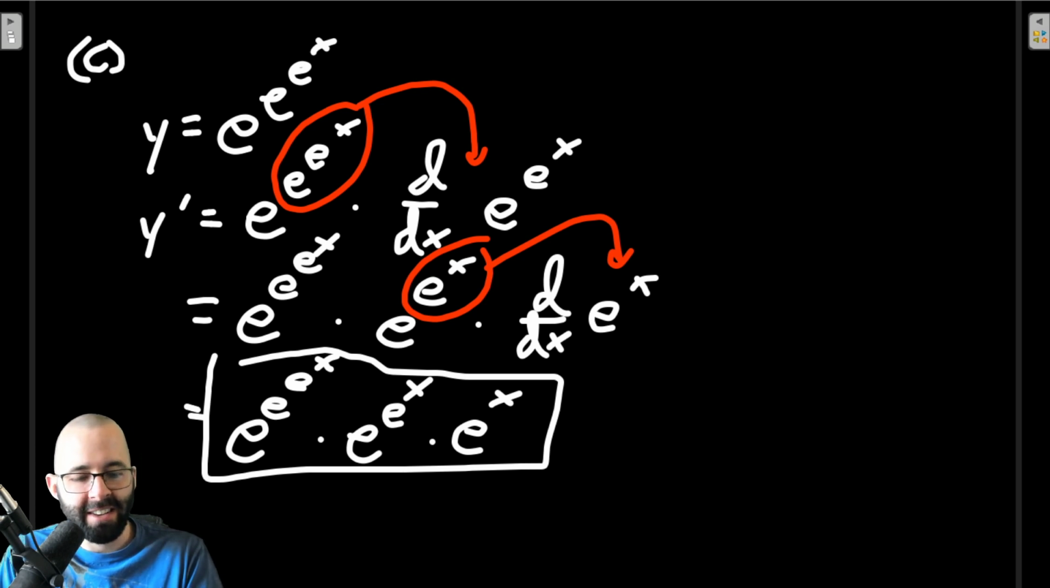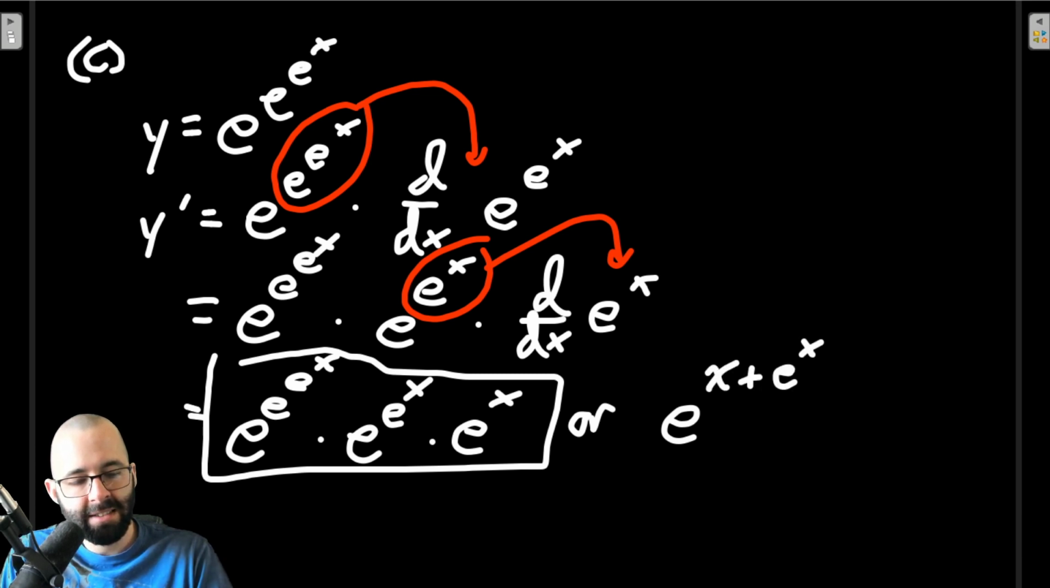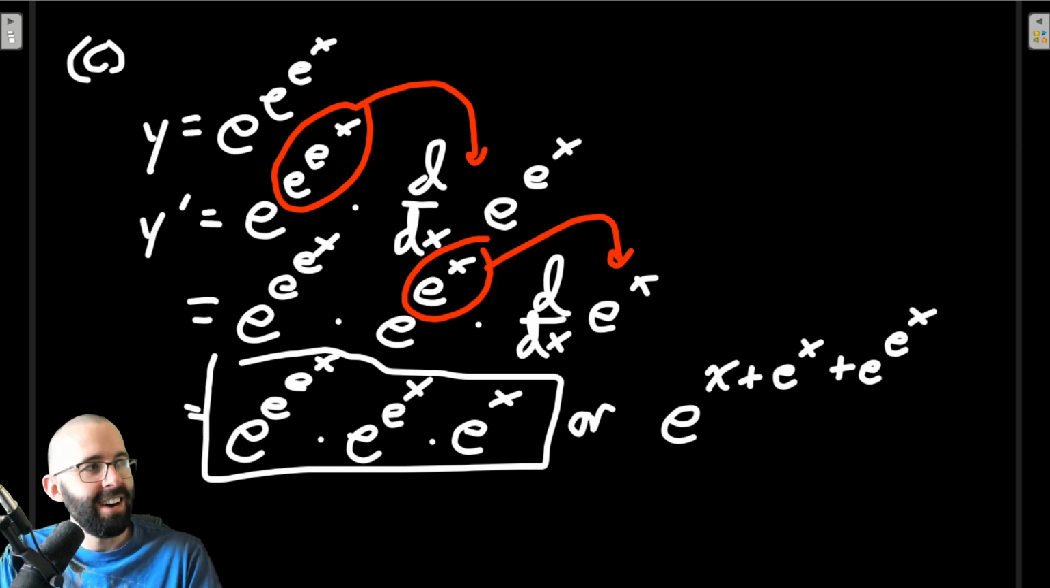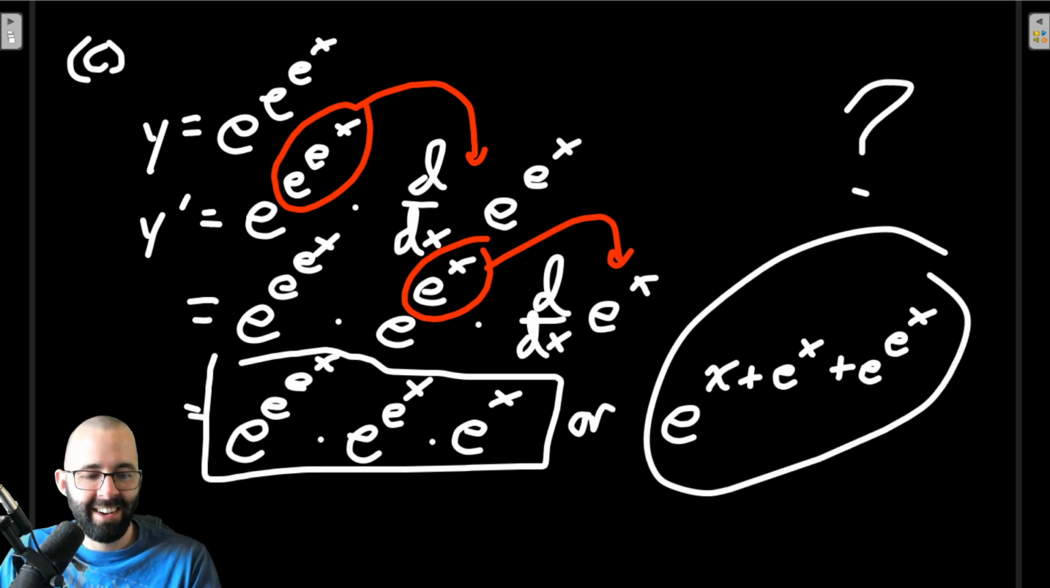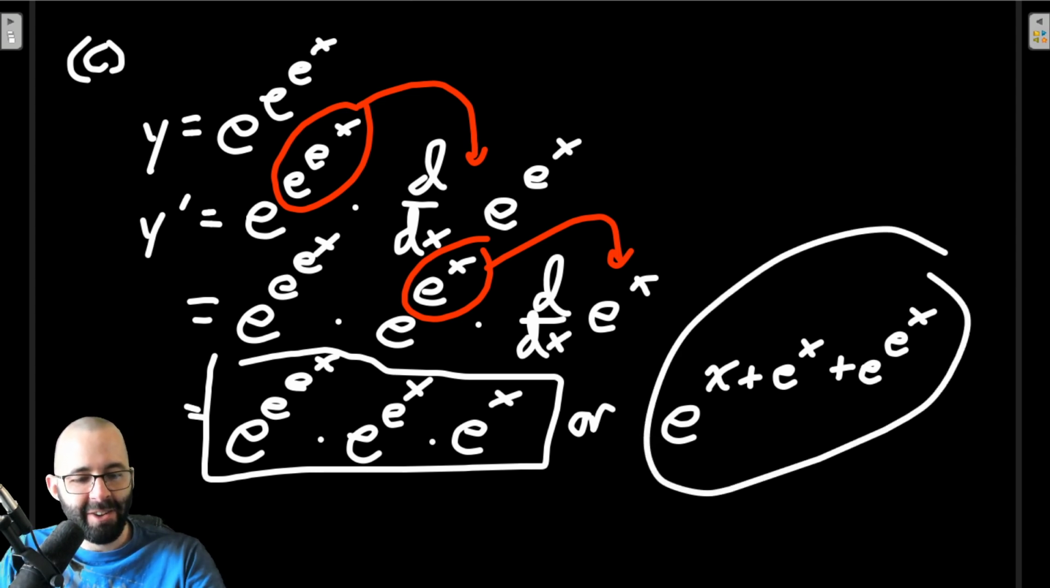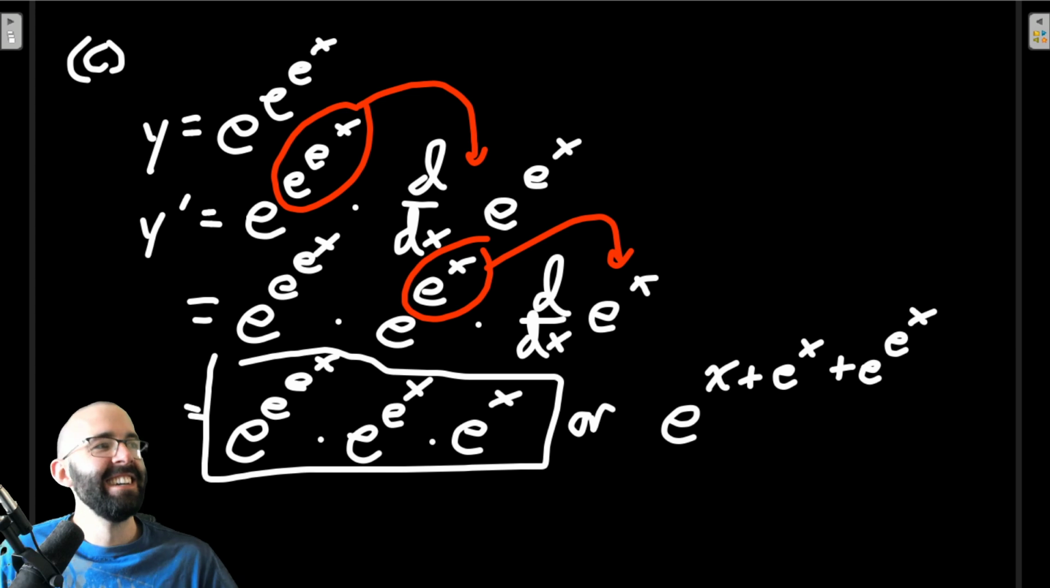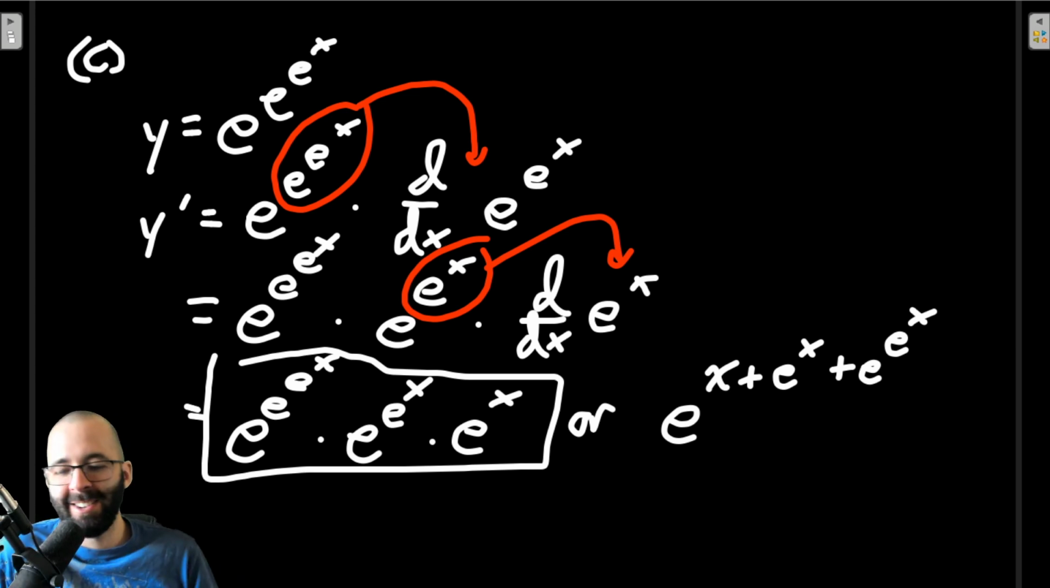There are some other ways of writing this. We're multiplying exponential functions. We could just add all the exponents together: e to the x plus e to the x plus e to the x, if you wanted. Honestly, I think the box form looks nicer. But I'll take either form. What a wacky problem. Let's do one more.